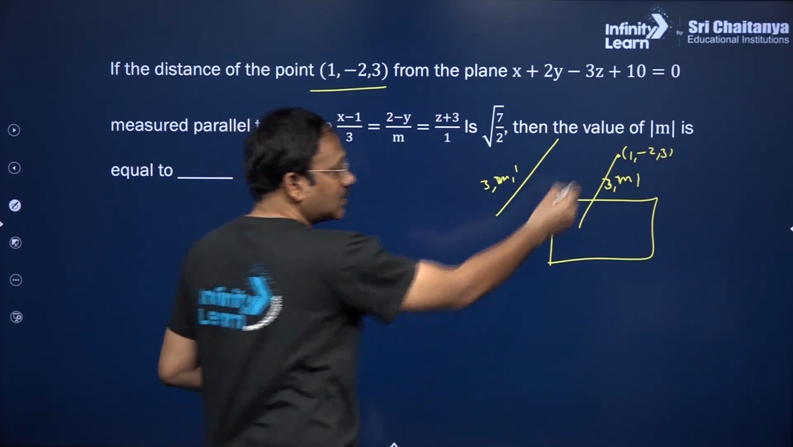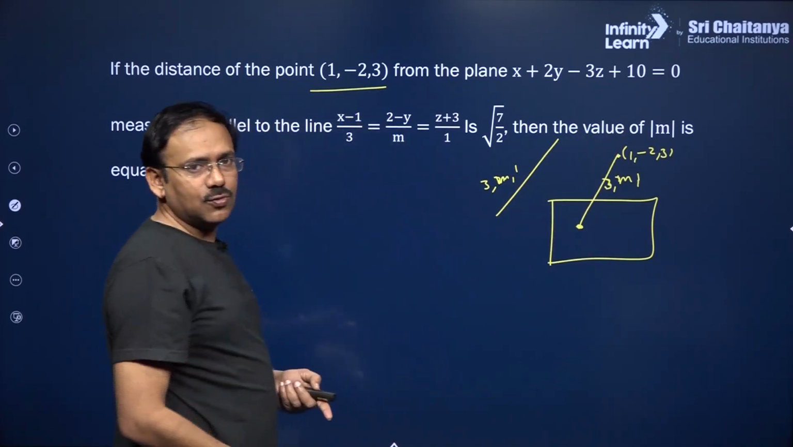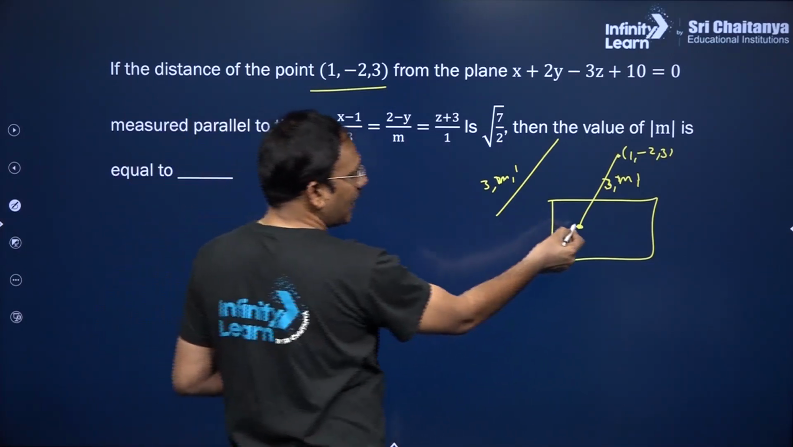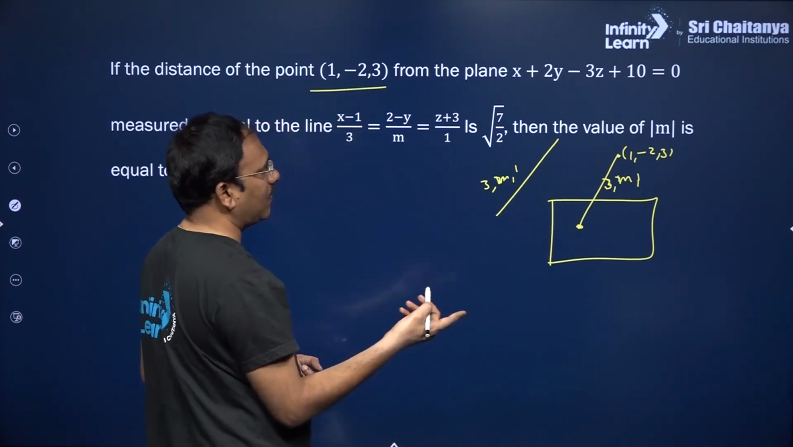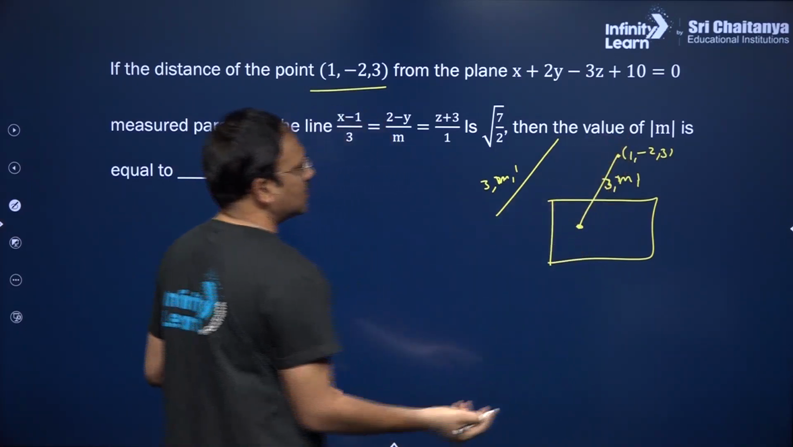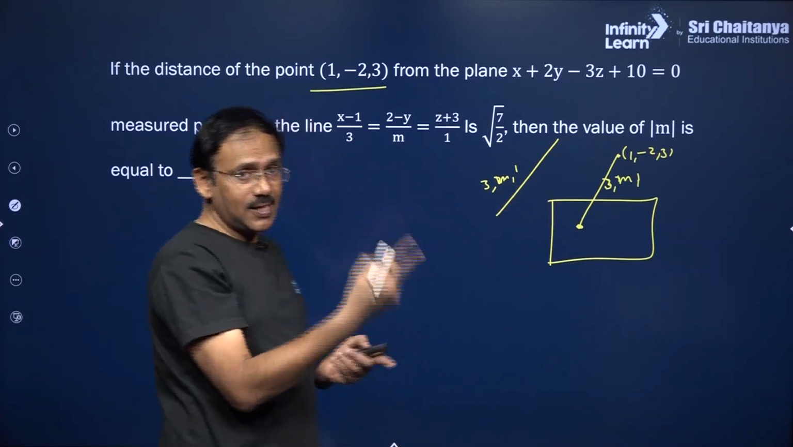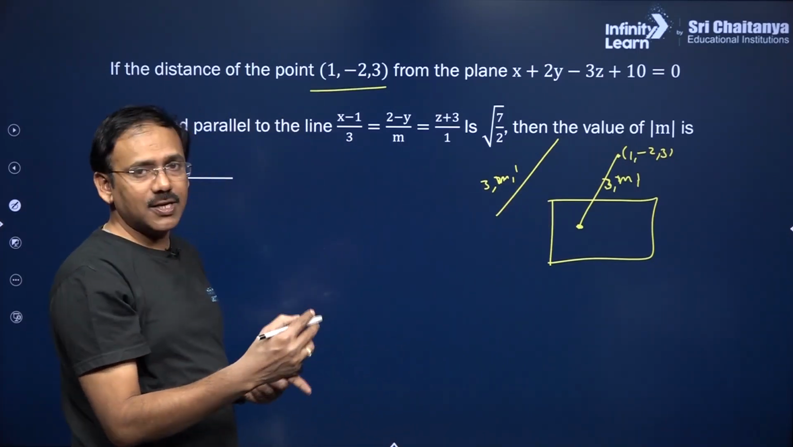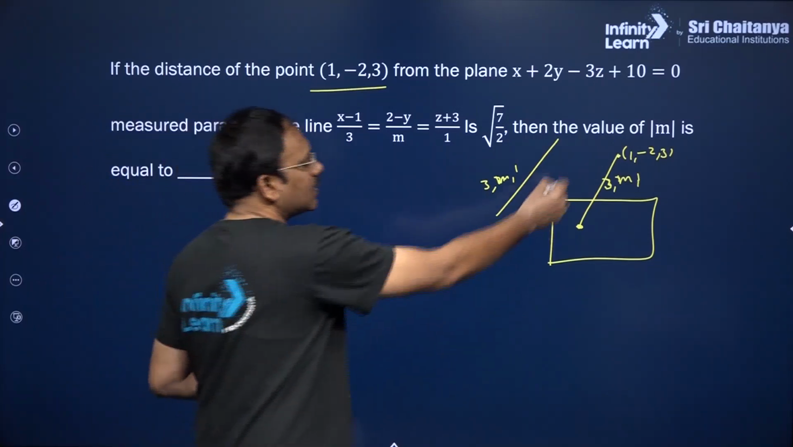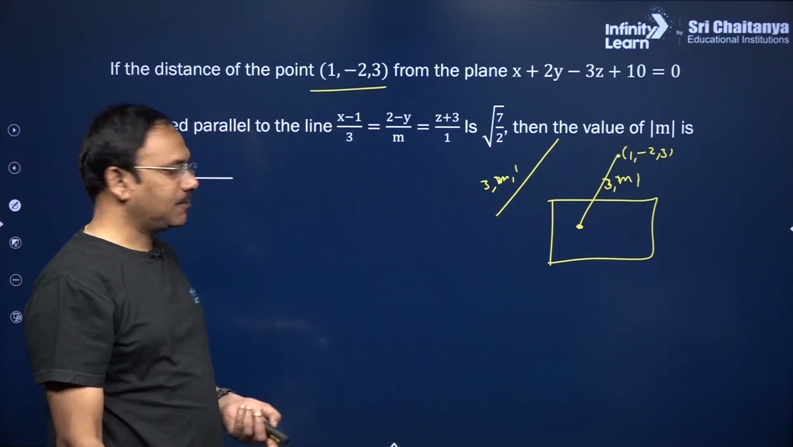You just find the general point on this line, substitute it in the plane, and make it equal to 0, you will get the lambda value, my dear friends. Then you can find the distance. Already he has given, of course, m is a parameter, t is a parameter. You will get some condition in terms of m and t. You just apply this distance is equal to root 7 by 2, and you will get the m value.